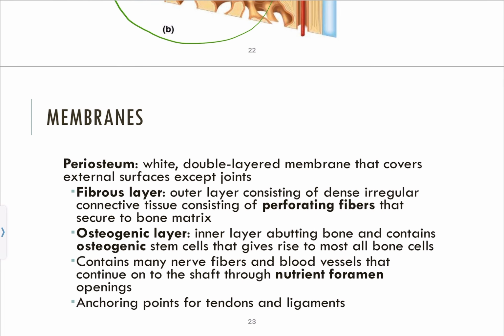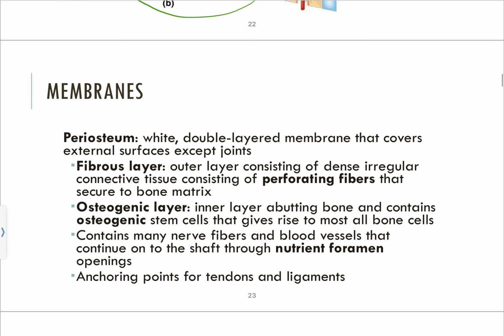So let's talk a little bit about the membranes. I think I mentioned previously the periosteum, or the outermost membrane, but it is a double layered membrane. So we have two layers to the periosteum, or the membrane covering the surface of compact bone.